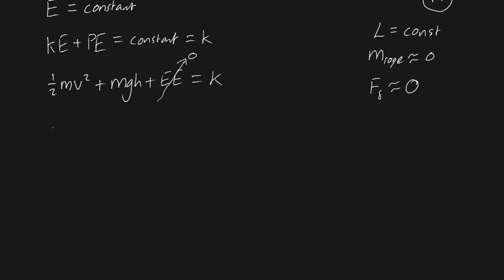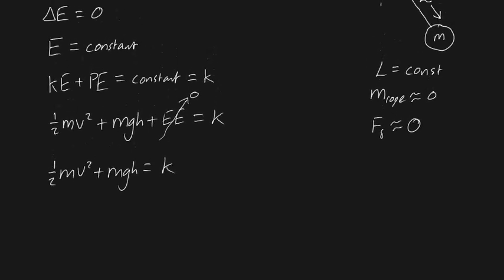Well, that would imply that we've got a half mv squared plus mgh is going to be equal to some constant. Okay, so it's very easy to just write kinetic energy is equal to half mv squared, and very easy to write gravitational potential energy as mgh. But what does it mean?